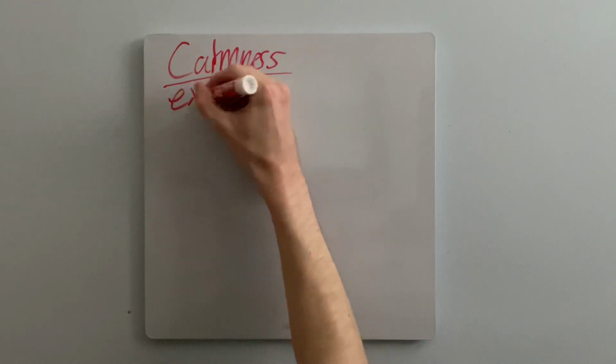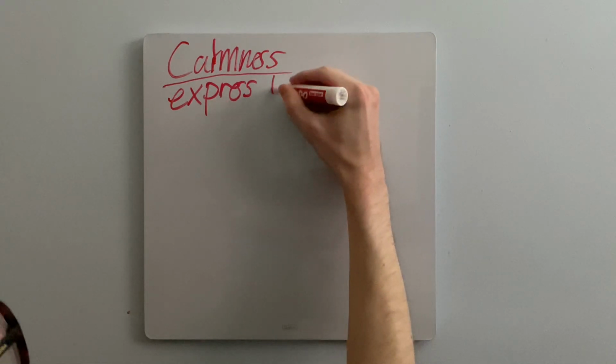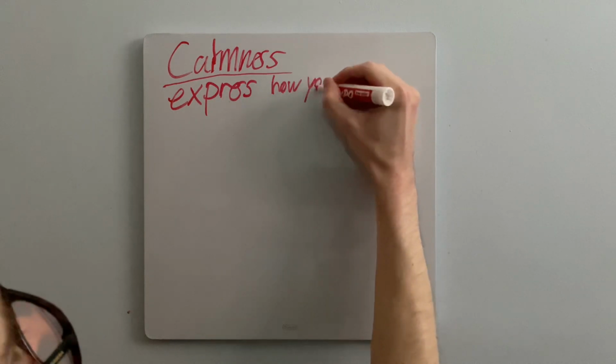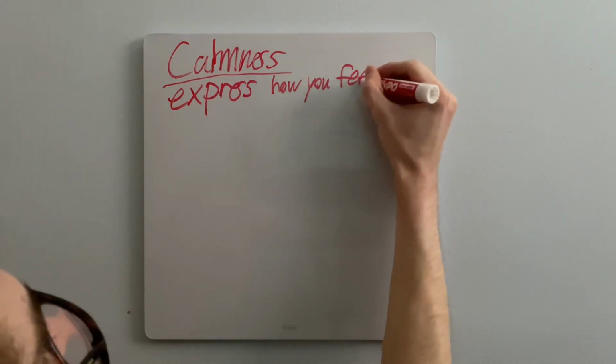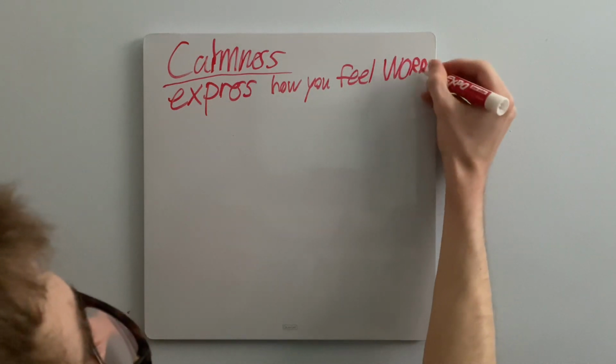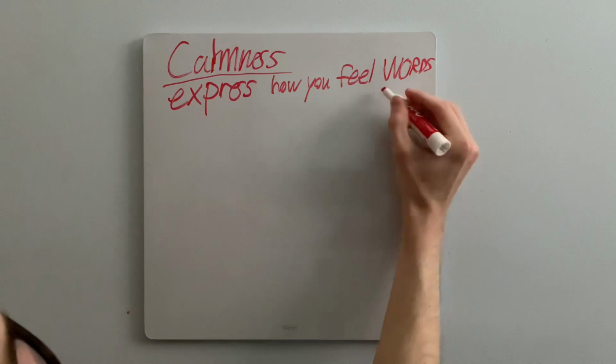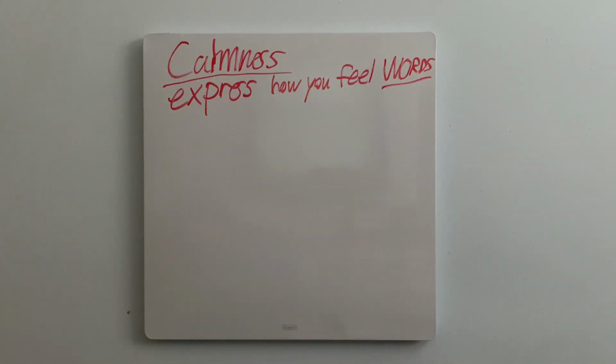And another thing is you want to express how you feel in words and only words. Because you don't want to hit someone else, you don't want to get into a fight. And sometimes people don't understand physical gestures as much. So you always have to use words to express how you feel. That's a very important one.